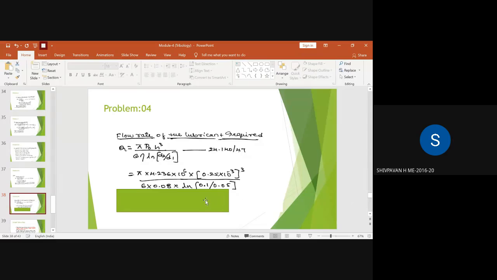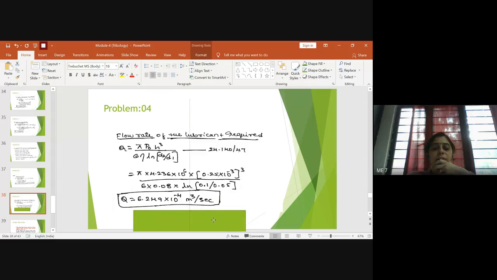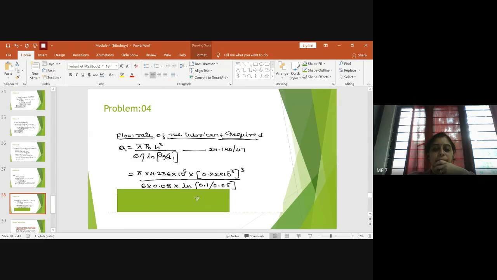Ma'am, 1247.705. How much are you getting? Oh, got it wrong. Please calculate again. Others, please check. Take the log value properly. Calculate the numerator properly, then divide it. If you have forgotten to take the whole cube, please see that. See that you have converted everything as per the required unit.